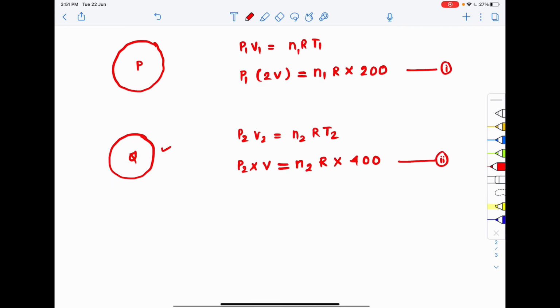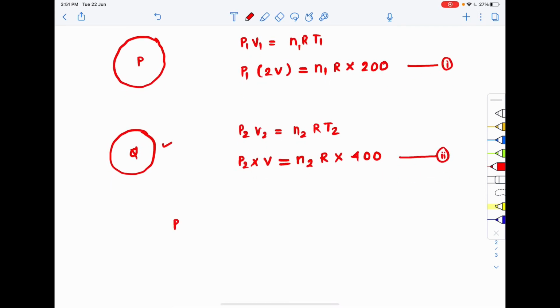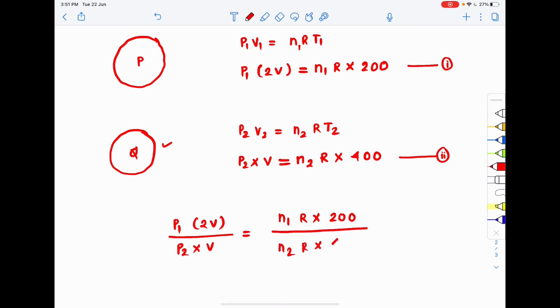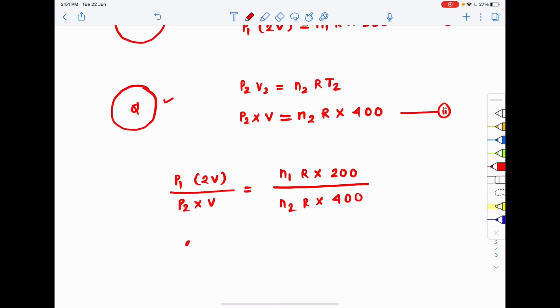Now if I divide these two equations, what will we get? P1 into 2V divided by P2 into V is equal to N1R into 200 divided by N2R into 400. So I can write that this is equal to 2 times P1 by P2 equals N1 divided by 2 times N2.